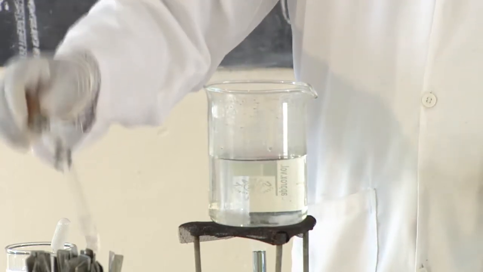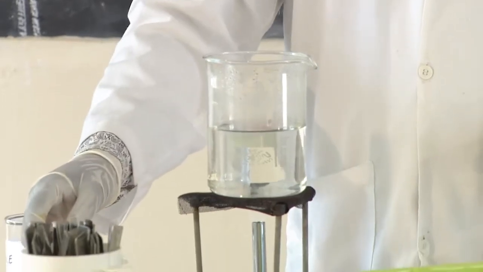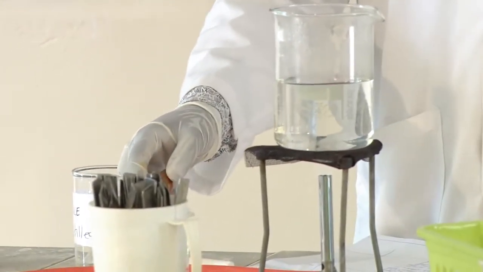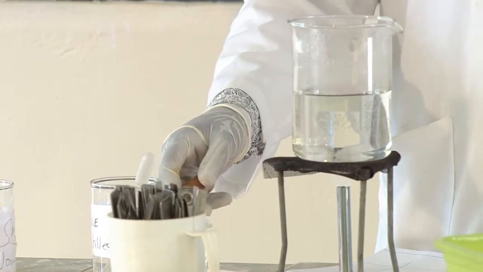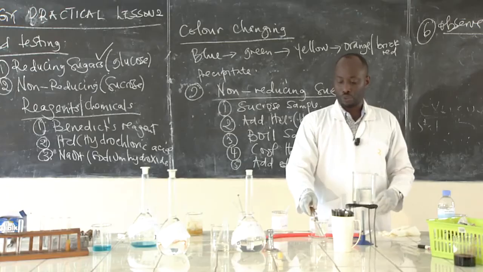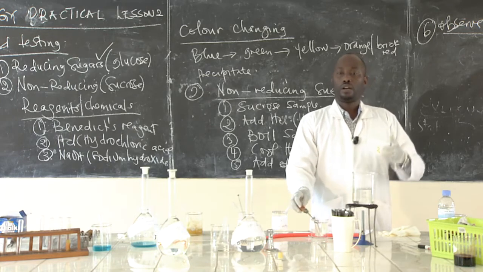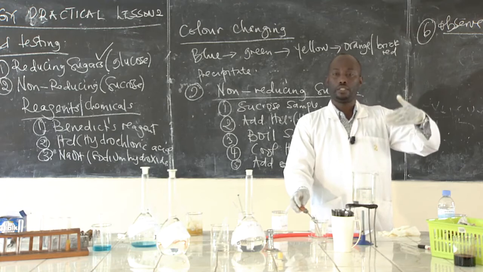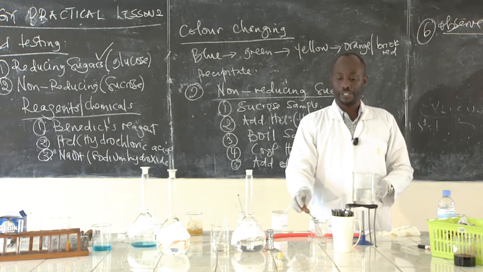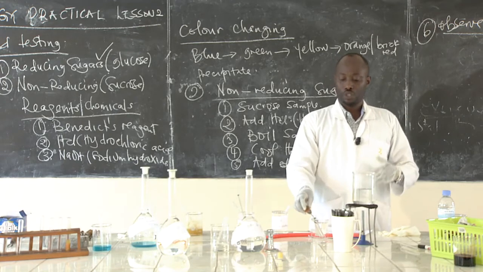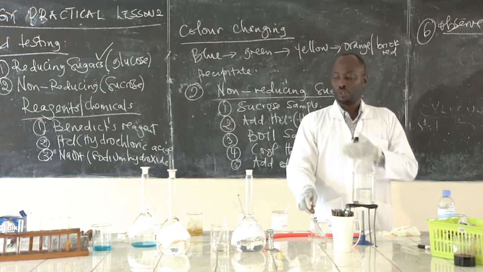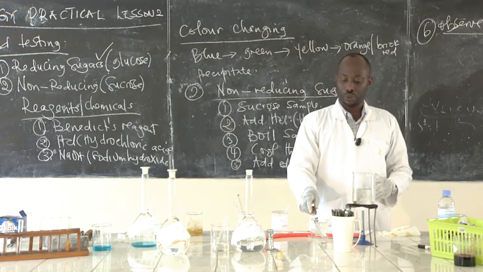Observe properly, and then we see the color changing. You cool it, put it into warm water. After that, the next step is to add the Benedict solution. You take about 3 to 4 minutes of cooling, and then after you remove the sample, you add the Benedict solution.